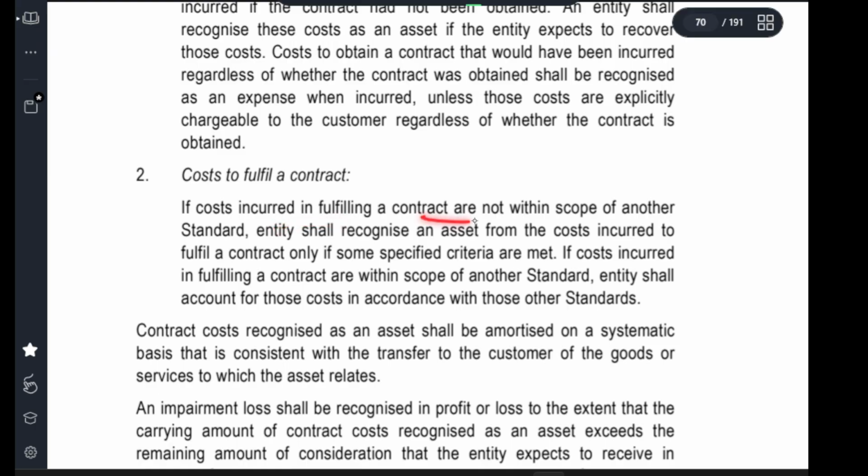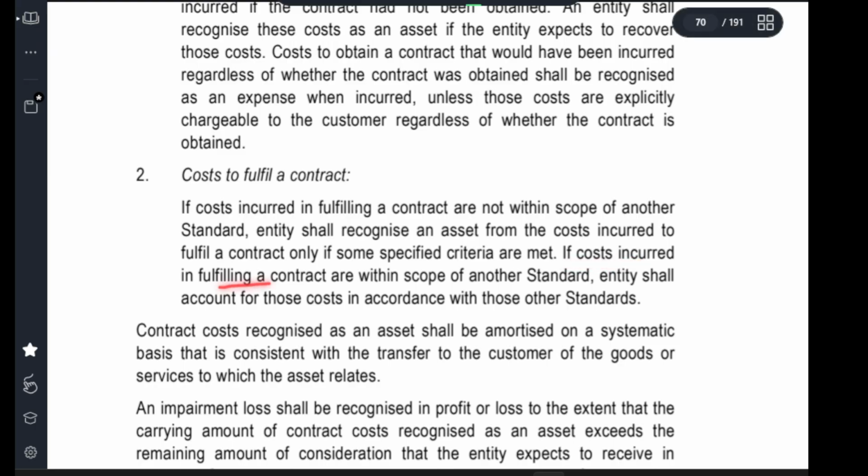If the costs incurred in fulfilling the contract are not within the scope of another standard, the entity shall recognize an asset from the cost incurred to fulfill the contract only if specific criteria are met. So as per the contract, if some criteria are met, then it is a cost for the contract.